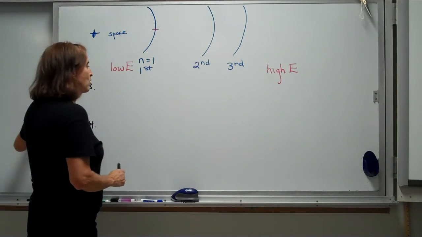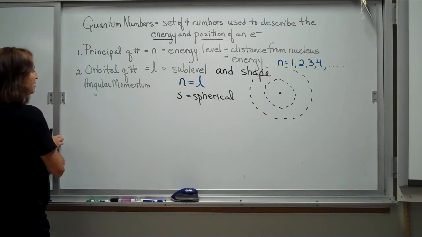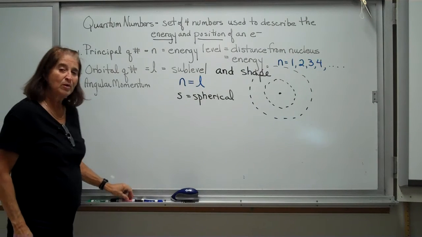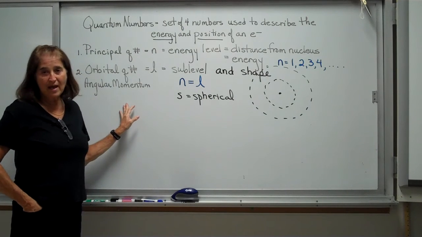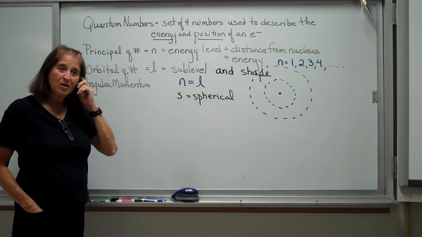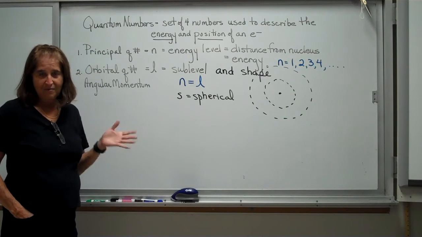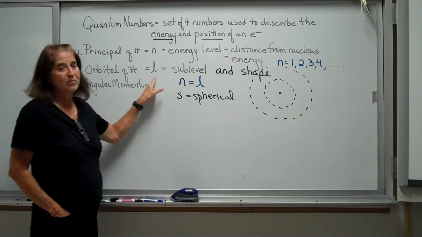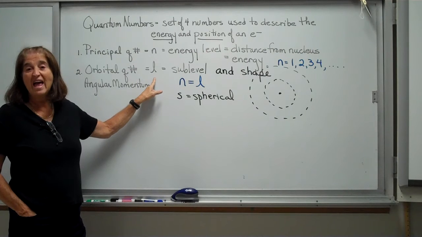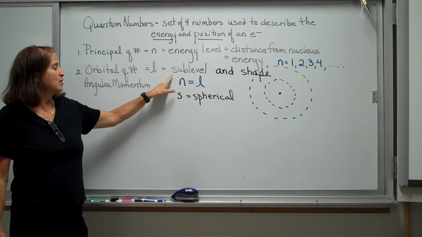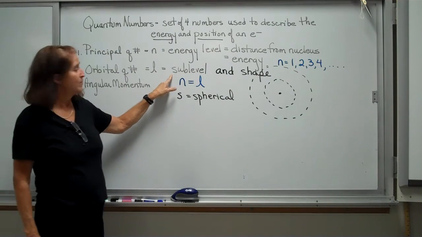Let's move on to the second quantum number. The second quantum number is going to have lots of names. I normally refer to it as the orbital quantum number. Your textbook is going to say the angular momentum quantum number. When I learned chemistry, it was called the azimuthal quantum number. Different names, but the symbol has consistently been a small l. This is going to tell us something about the sublevel and the shape of our orbitals.